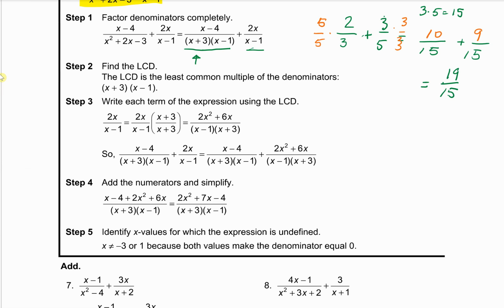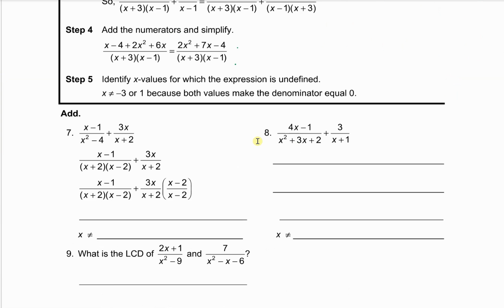What's missing from my second rational that my first one has? That's the x plus 3. So if you notice down here, they multiply the top and the bottom by x plus 3. So we get 2x squared plus 6x over x minus 1, x plus 3. They both have a common denominator now, so I just combine like terms, and I get 2x squared plus 7x plus 4 over x plus 3 times x minus 1. It's kind of complicated, but trust me, you guys can do this.